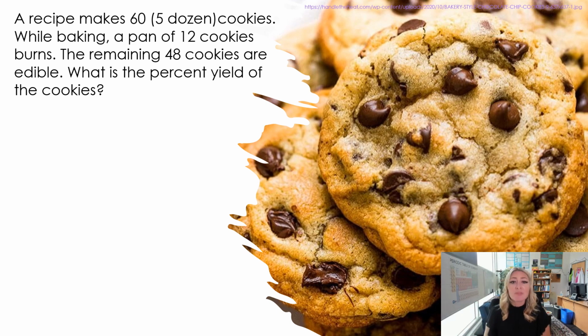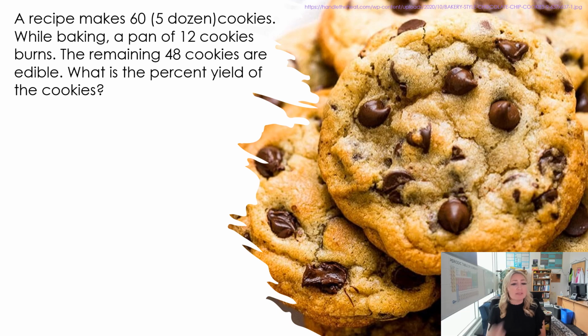So let's say you have a recipe that makes 60 cookies. That's 5 dozen cookies. That's an incredibly large amount of cookies. If you're making them as big as I am, you're not going to get 5 dozen out of that. But for argument's sake, let's just say it makes 60 cookies. You're baking the cookies. You get distracted by something on your phone and an entire pan that's 12 cookies gets burned. So you only have 48 cookies that are edible.